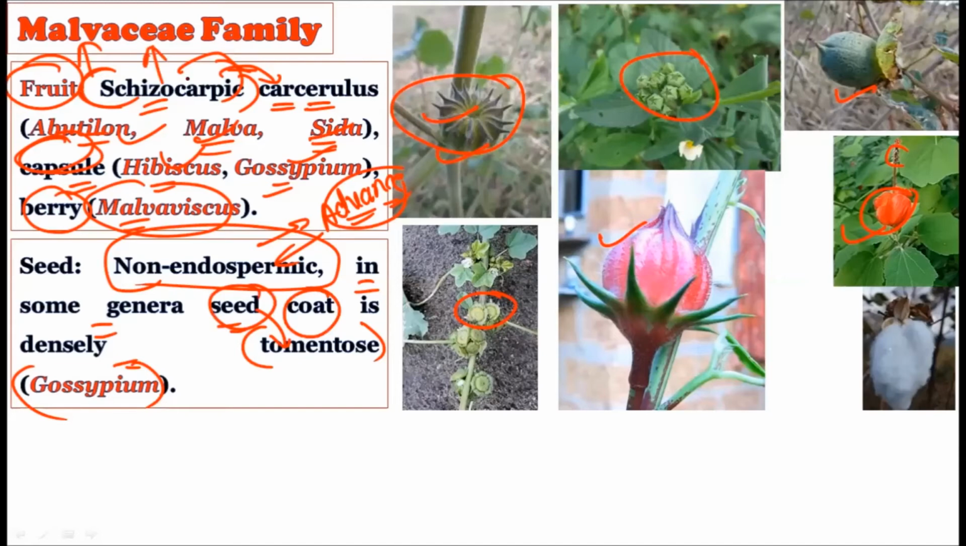If you observe the Gossypium seeds, inside the Gossypium you will find the seeds. Very gray to black colored seeds are there, and these seeds show a seed coat which is very dense. Densely tomentose seed coat is there for these particular seeds in the Malvaceae family, or say for the Gossypium genus. So how are the seeds? Seeds are non-endospermic in nature.